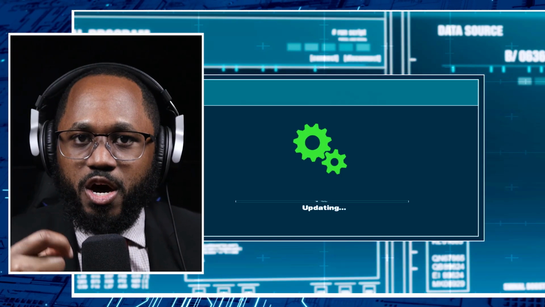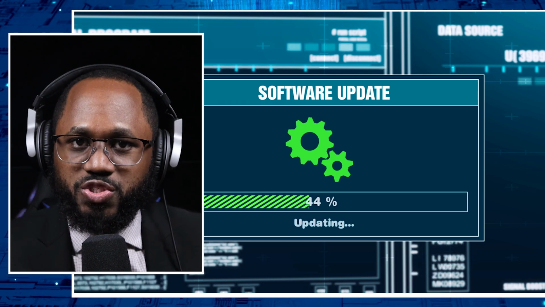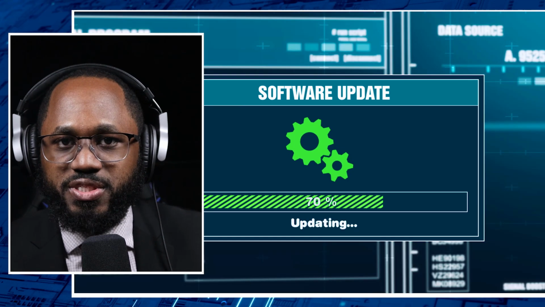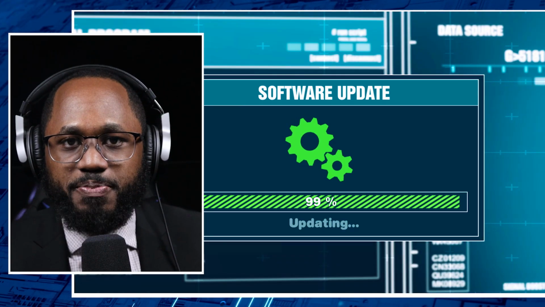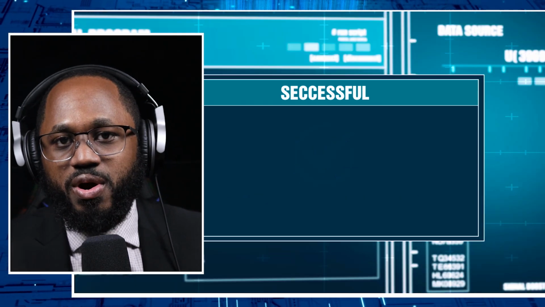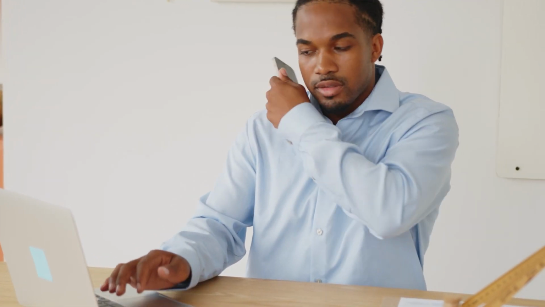Keep your software updated. Regularly update your operating system, web browsers, and other software to patch security vulnerabilities. Be skeptical of unsolicited messages. Be cautious of unexpected emails, texts, or pop-ups requesting personal information. Verify the sender's identity before providing any sensitive data.